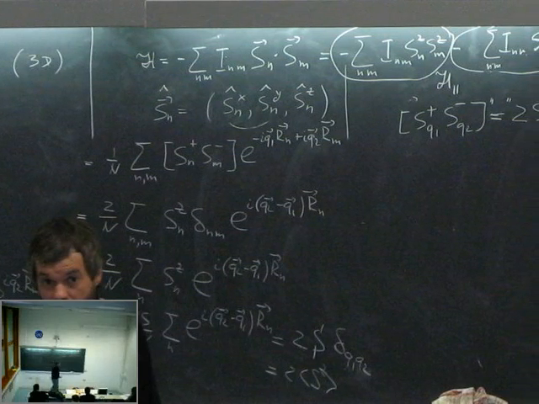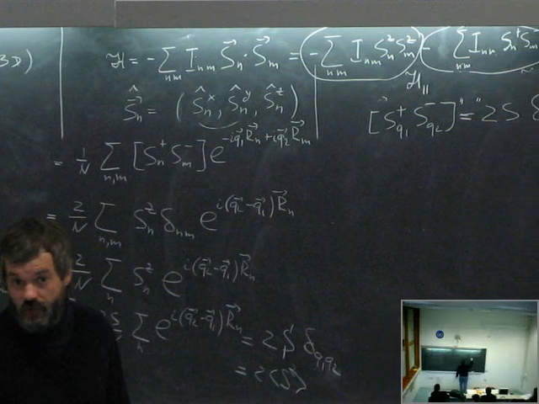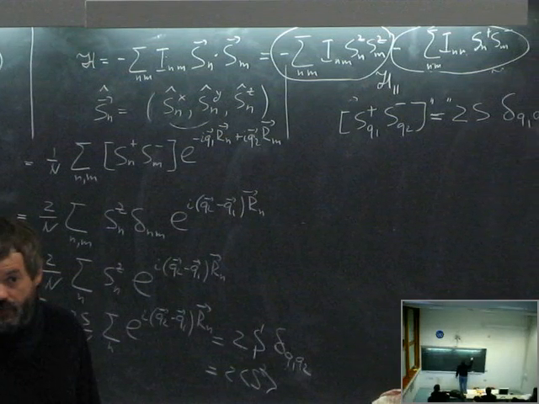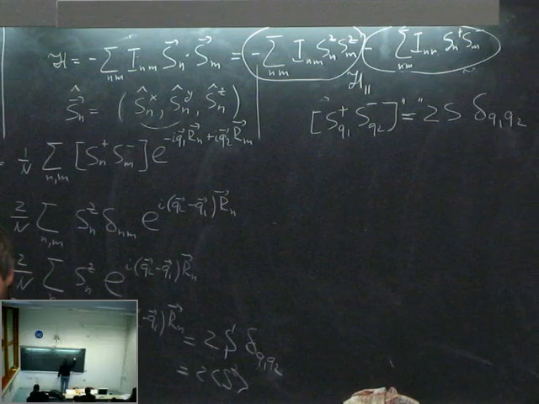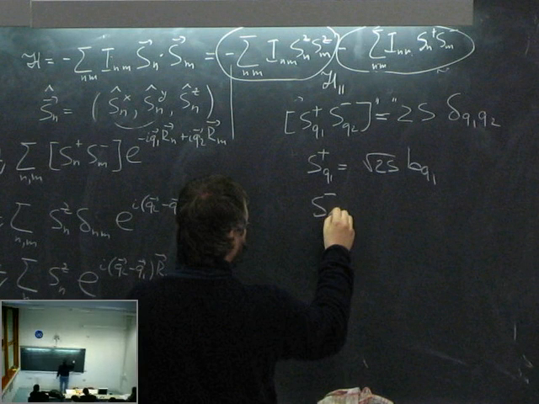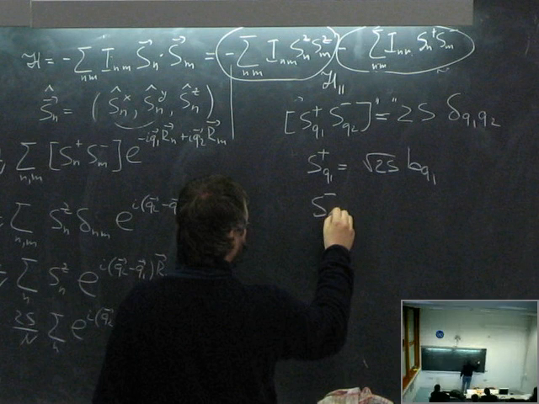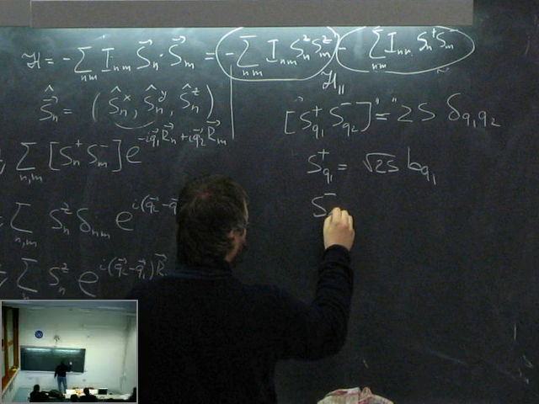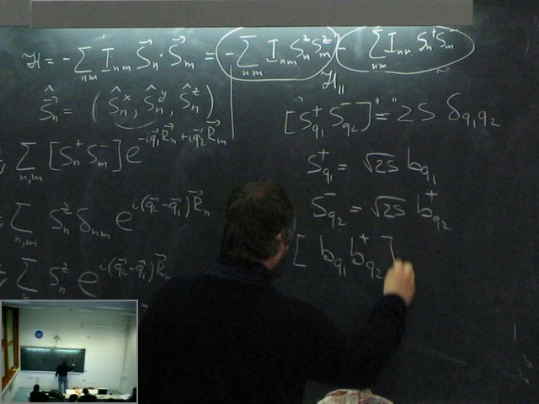So it's almost bosons. If I define S_q1 plus as the square root of 2S times b_q1 and S_q2 minus as the square root of 2S times b_q2 dagger, then from this commutator I obtain that [b_q1, b_q2 dagger] is equal to delta_q1,q2. So b are bosonic operators. Okay?